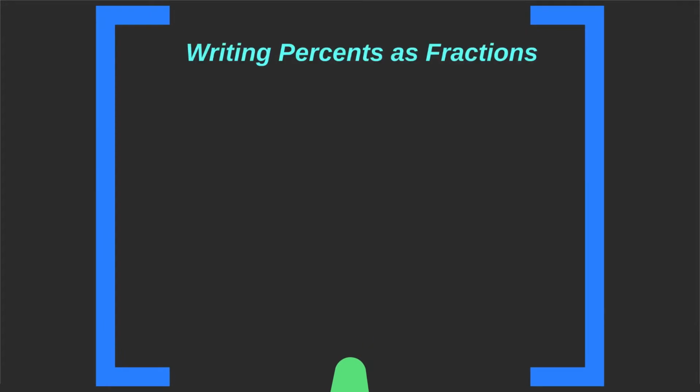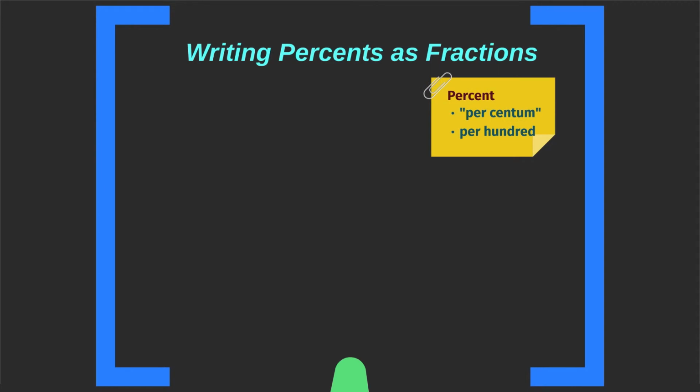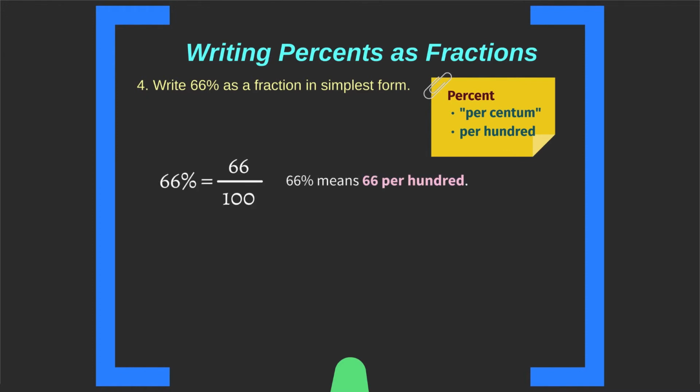For the next topic, let's do it the other way. Let's discuss writing percents as fractions. Percent comes from the words per centum, which means per hundred. We can use this idea in writing percents as fractions. Let's have some examples. Write 66% as a fraction in simplest form. If we're going to use the origin of the word percent, 66% means 66 per hundred. So 66% is also equal to 66 over 100.